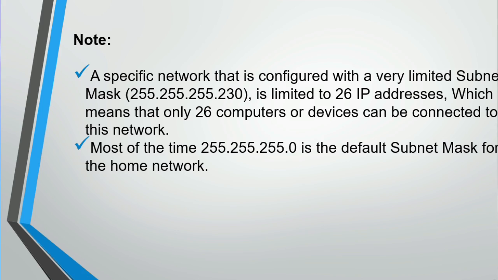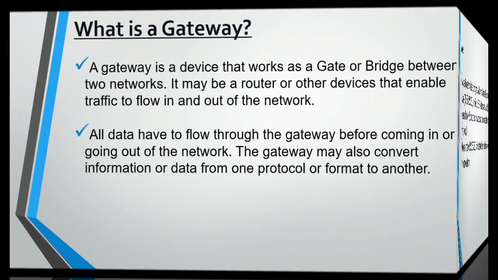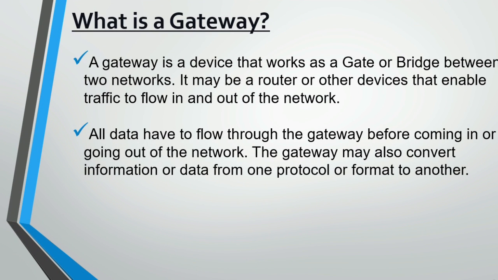and small companies. What is a gateway? A gateway is a device that works as a gate or bridge between two networks. It may be a router or other devices that enable traffic to flow in and out of the network. All data have to flow through the gateway before coming in or going out of the network. The gateway may also convert information or data from one protocol or format to another.